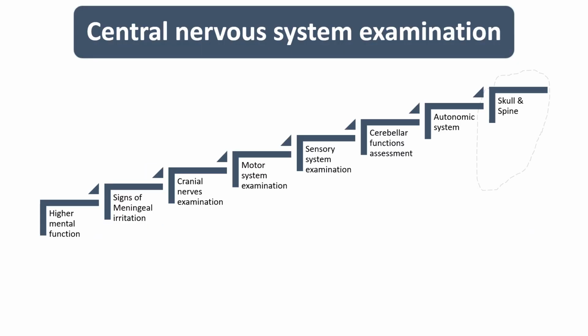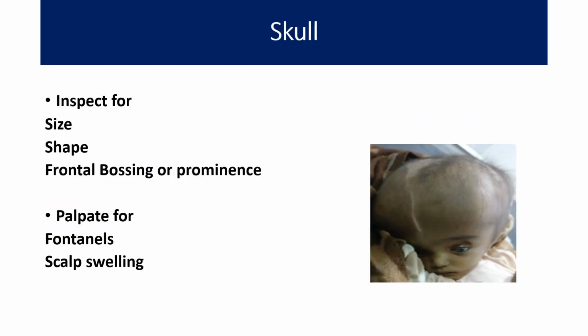Now the last part, the skull and spine. In this we have to inspect and also palpate the skull for the size, shape, frontal bossing, prominence. We should palpate for the fontanelles and scalp swelling. Already I have explained the details in the general physical examination. So in this picture you can see the child is having hydrocephalus.